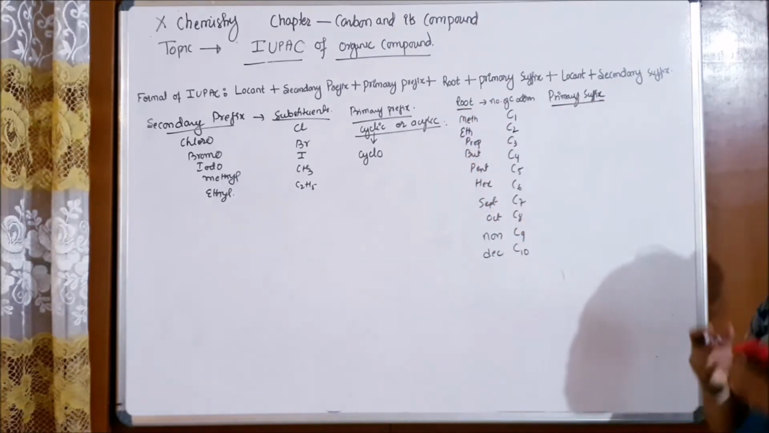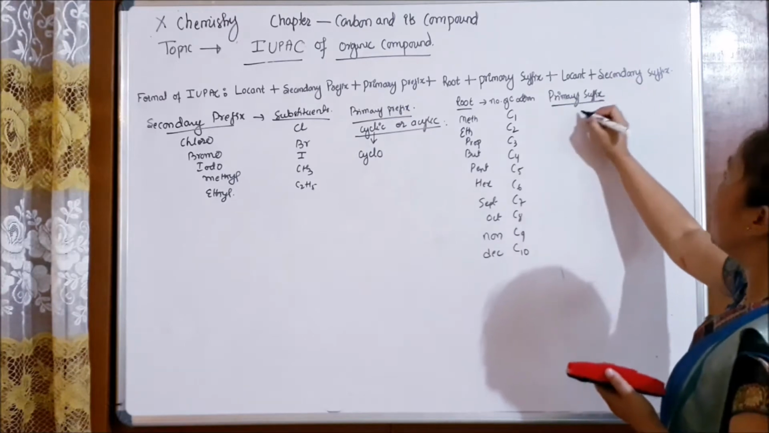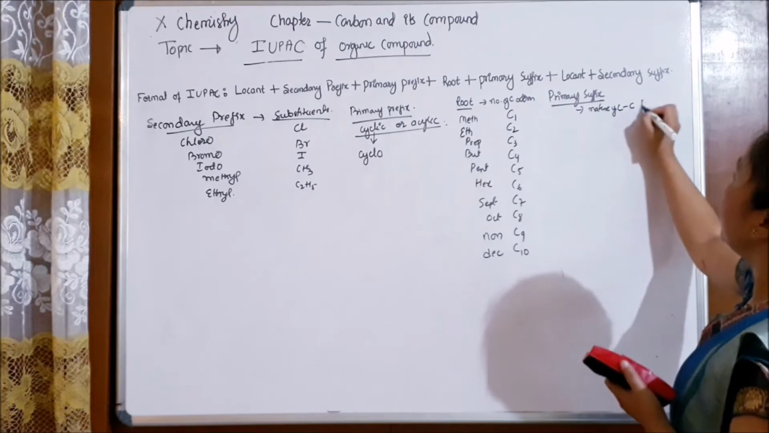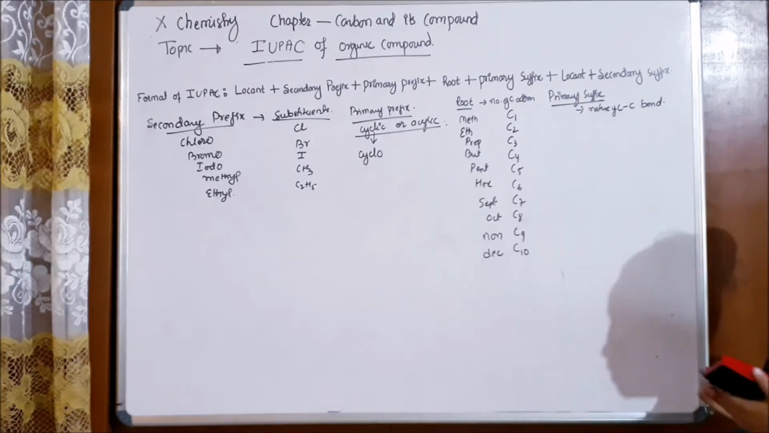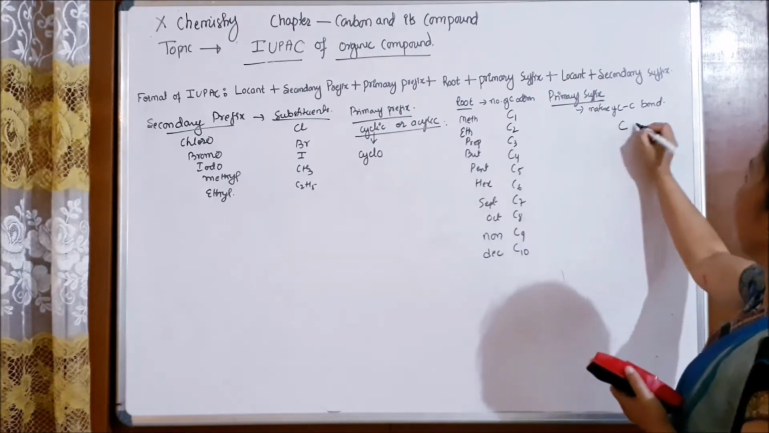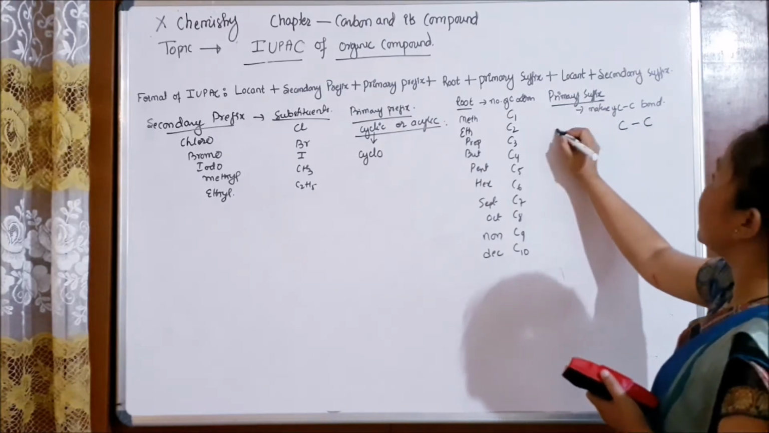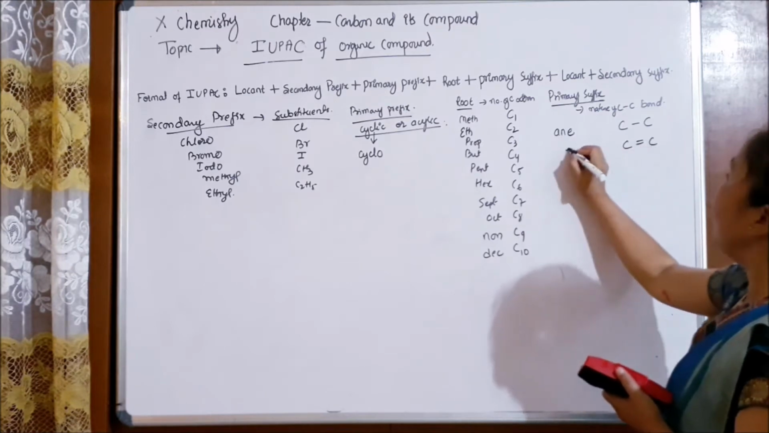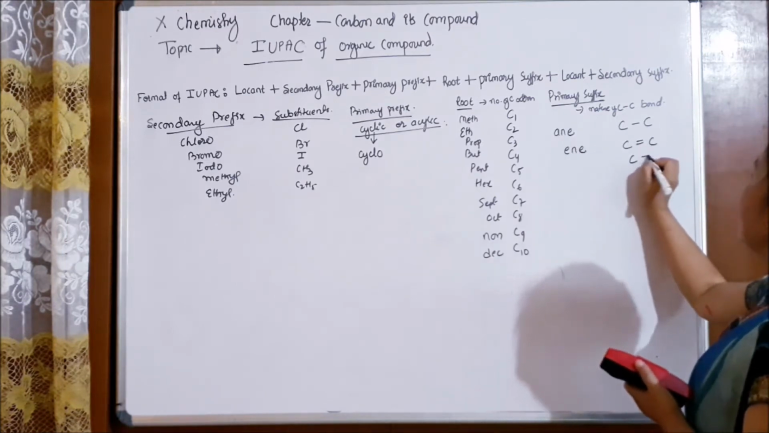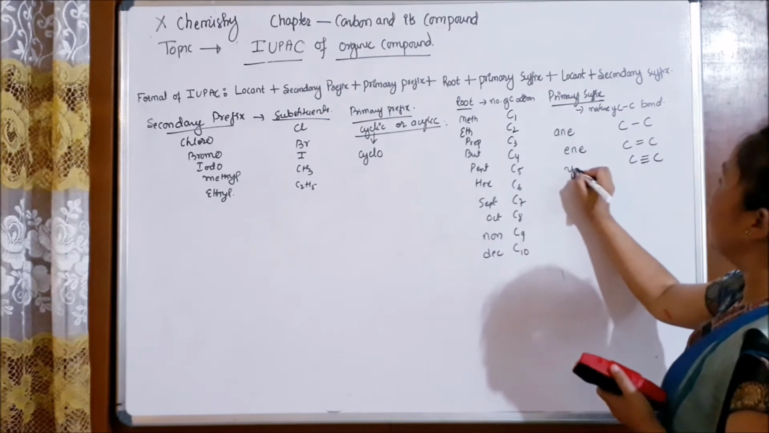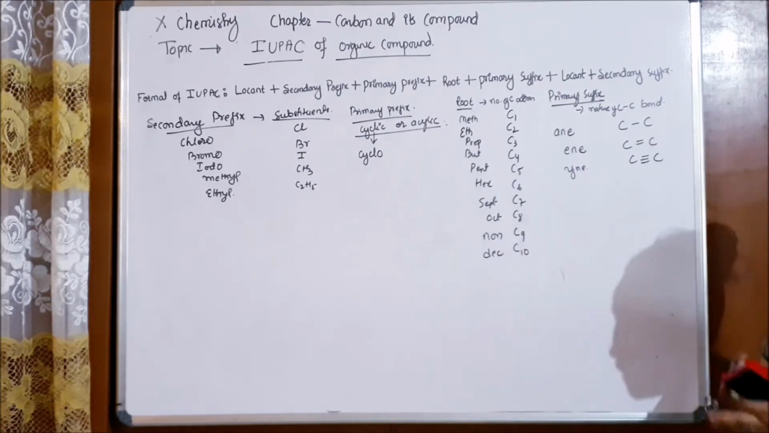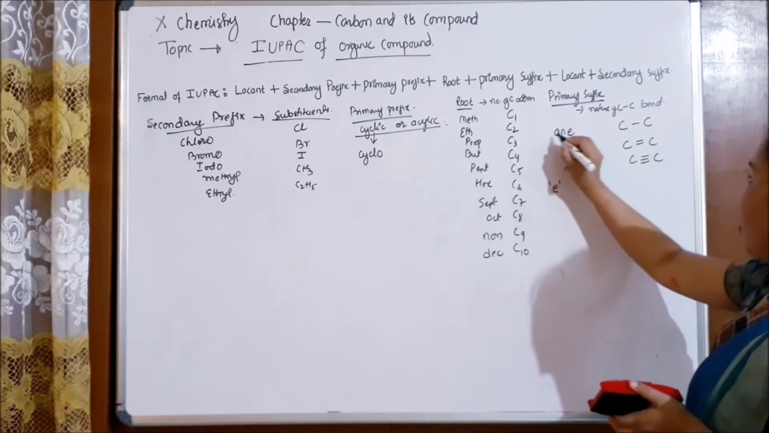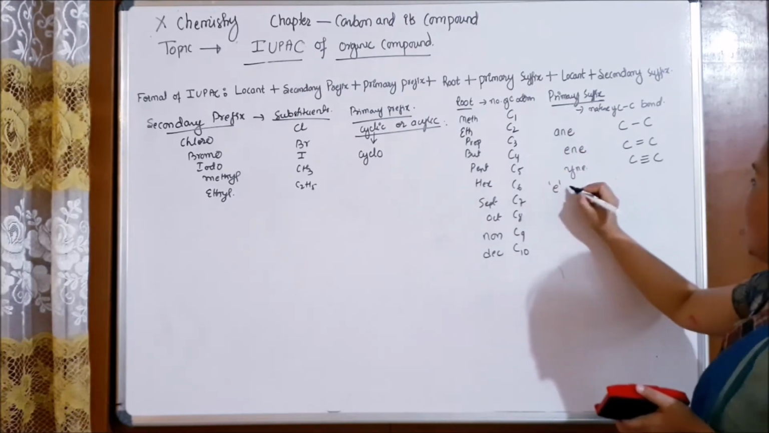Now the primary suffix represents the nature of the carbon-carbon bond. If the carbon-carbon bond is single, we write the suffix as "ane", as we have already done. If it is double, we'll write "ene", right? If it is triple, we'll write "yne", isn't it?